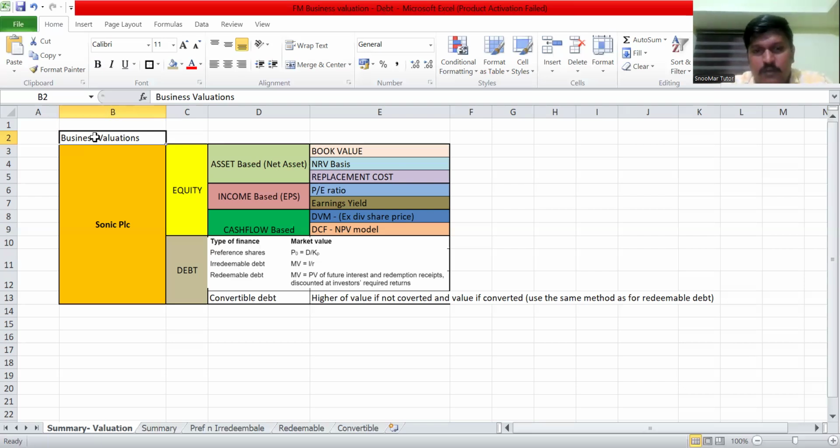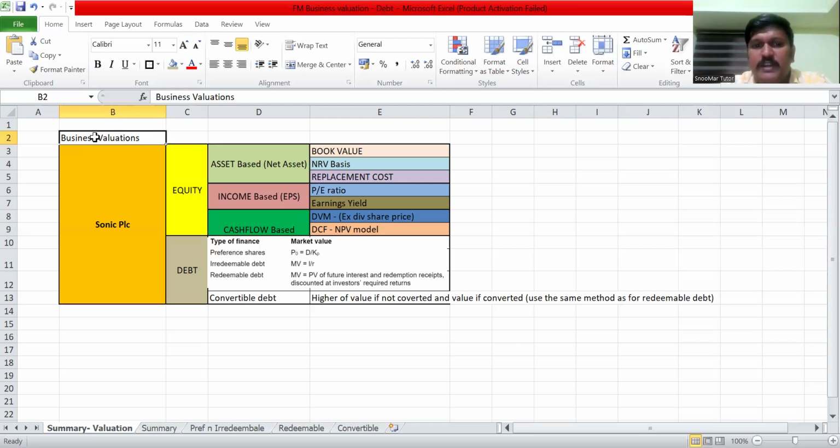Pretty simple. For preference shares, we are using a formula which we have already used in the cost of capital calculation. We have rearranged that particular thing. So it is P0, that is the market value of one preference share, would be equal to the dividend divided by the cost of preference shares. So if you have the dividend and cost of preference shares with you, it is very easy to calculate what would be the market value of the preference shares.